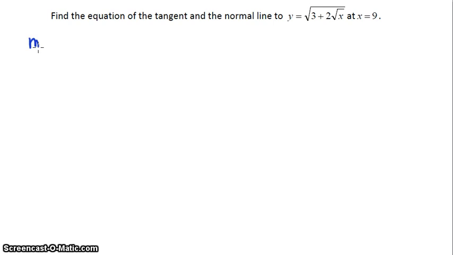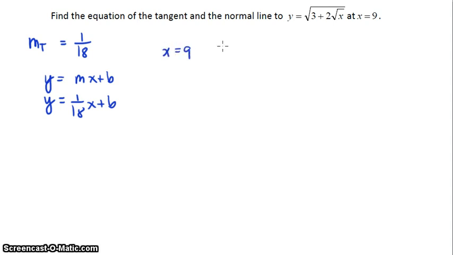Okay, so now that we know that the slope of the tangent line is equal to 1 over 18, then the equation for the tangent line y equals mx plus b is now 1 over 18x plus b. So the only thing that we need to find now is the value b. So how do we find the b? In order for us to find the b, we need a point that passes through the tangent line. And the best point that we can use is the point where x is equal to 9, because that is where the tangent line touches the graph of the function y equals the square root of 3 plus 2 square root of x.